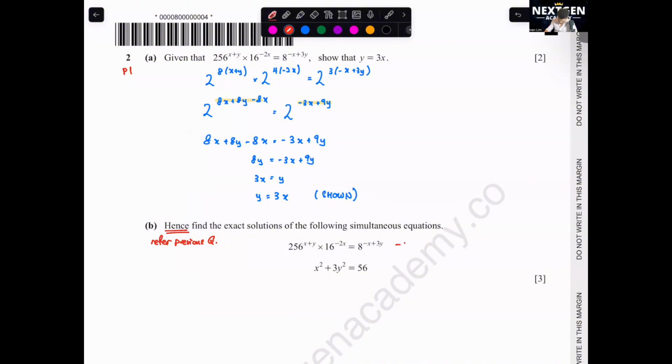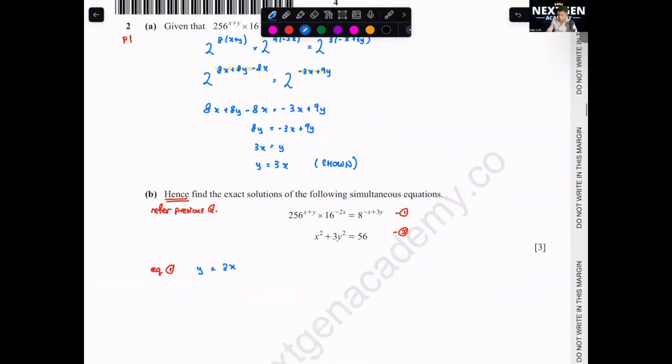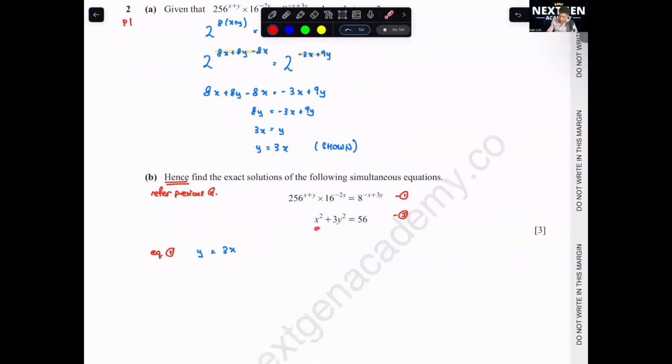Why do we need to use that y equals 3x? Because one of the equations is this complicated equation, equation 1, and we can write it as y equals 3x. Then the second equation is x squared plus 3y squared equals 56.